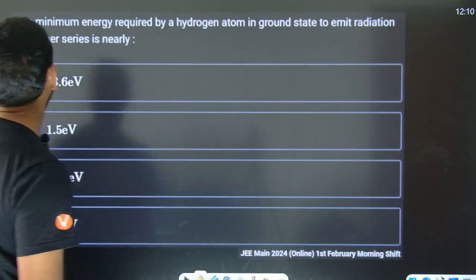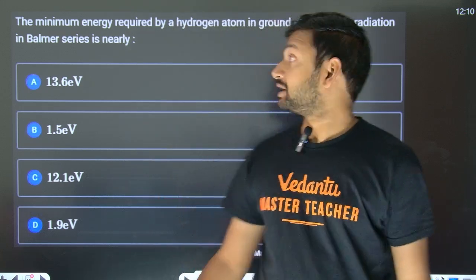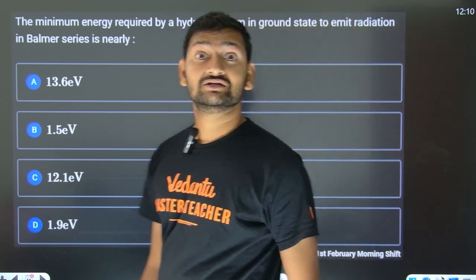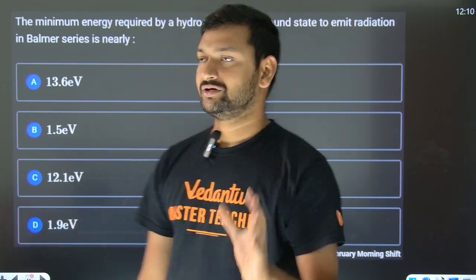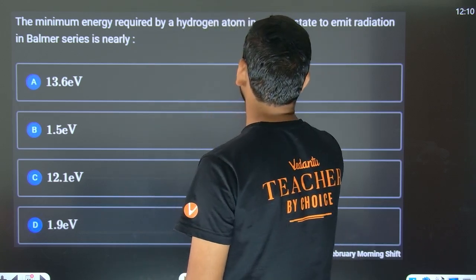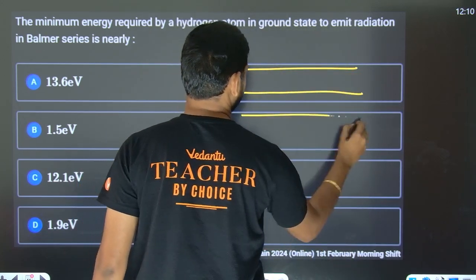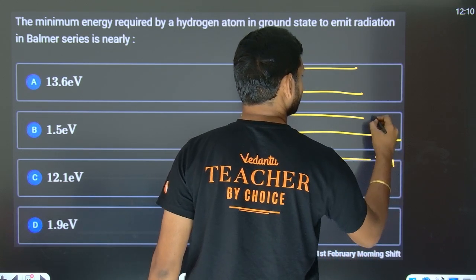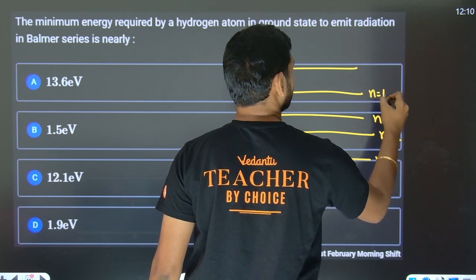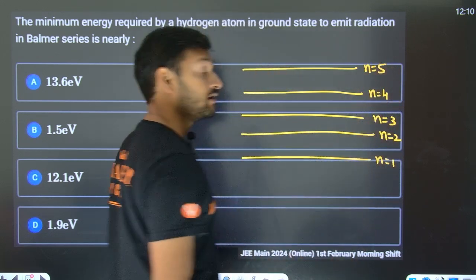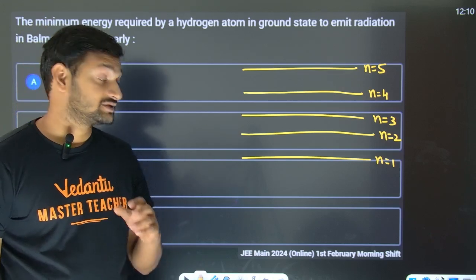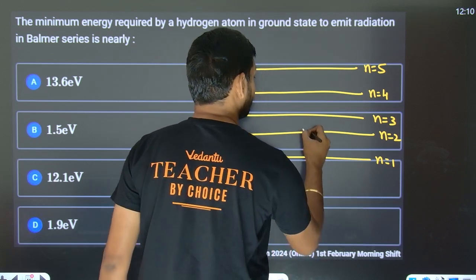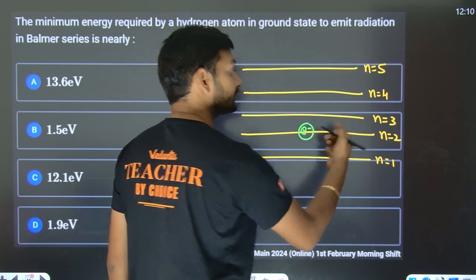Okay. The minimum energy required by a hydrogen atom in ground state to emit radiation in Balmer series. This question is slightly good. Let me draw the energy levels. For example, this is n is equal to 1, this is n is equal to 2, this is n is equal to 3, this is n is equal to 4, this is n is equal to 5. For emission to be in Balmer series, definitely finally the electron should de-excite to n is equal to 2.